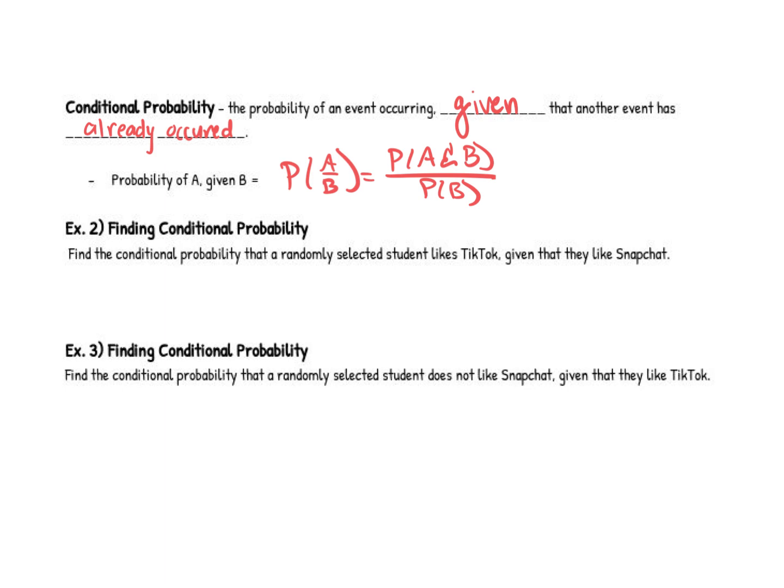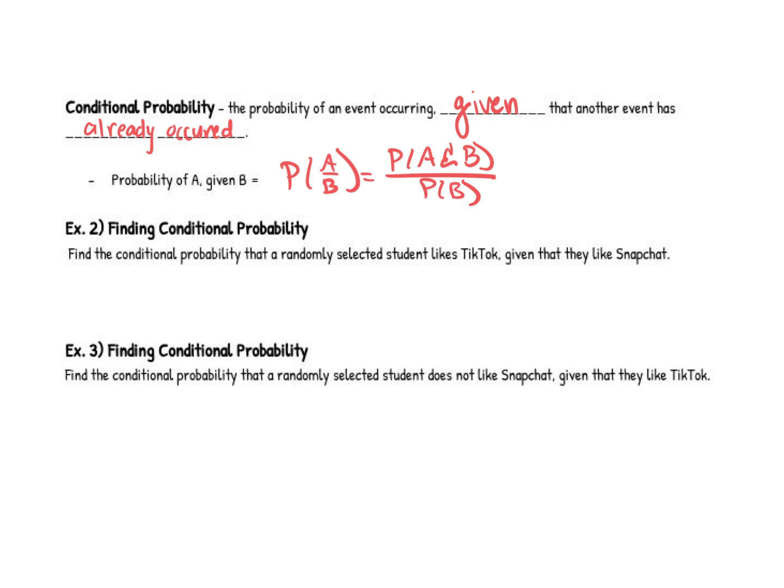So conditional probability is the probability of an event occurring given that another event has already occurred. Probability of A given B. And you've got that formula right there. You write that probability of A given B, and it is the probability of A and B happening divided by the probability of B.